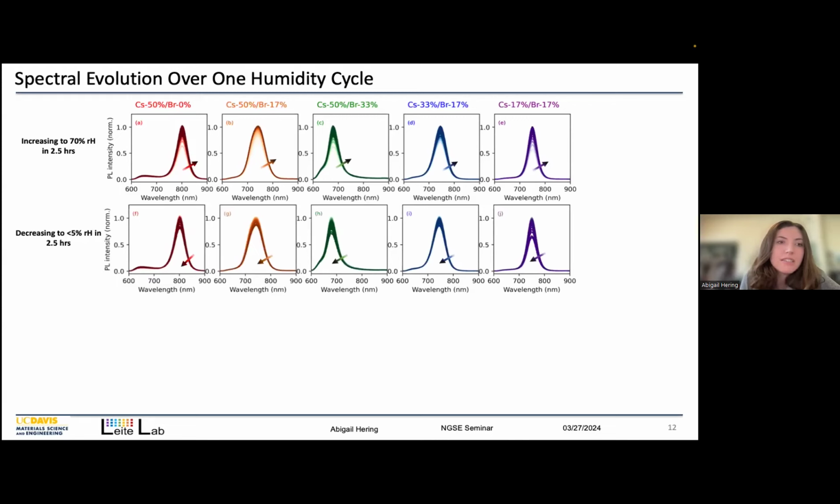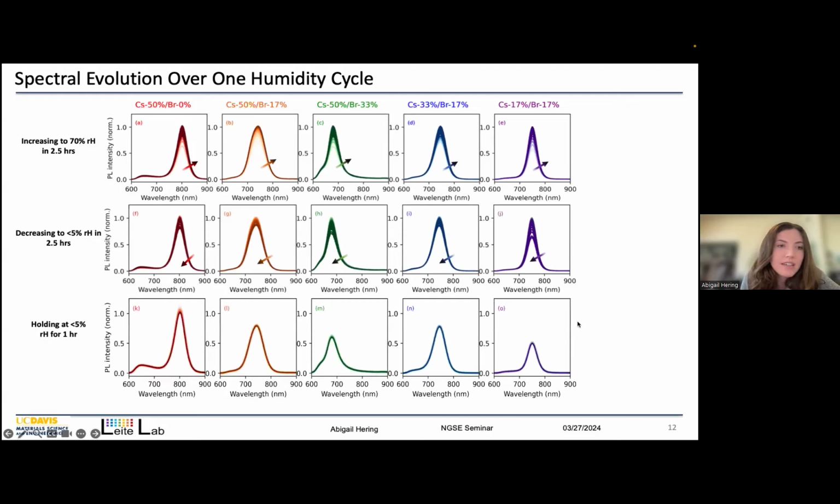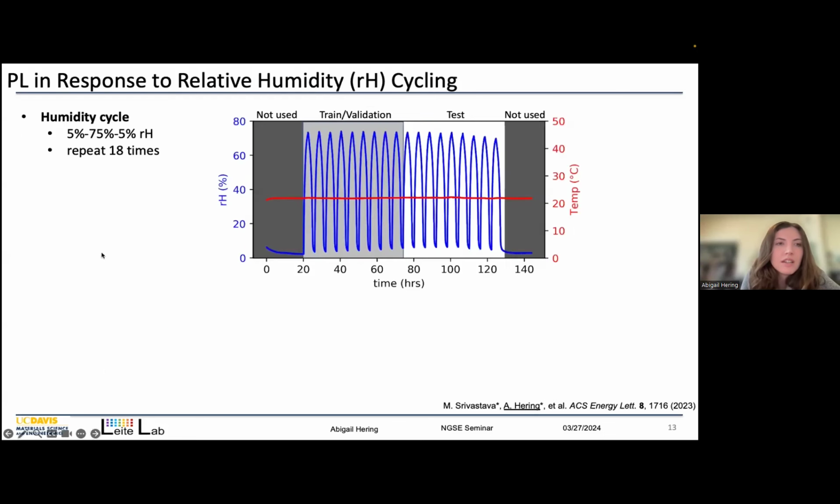As we then decrease the relative humidity back down to less than 5% over the next 2.5 hours, we can then see that there's a decrease in the intensity. And then finally, the humidity is held at that low value for 1 hour, and there's no change in the spectrum. So we're going to assume that in this experiment, the humidity is resulting in changes in PL spectrum.